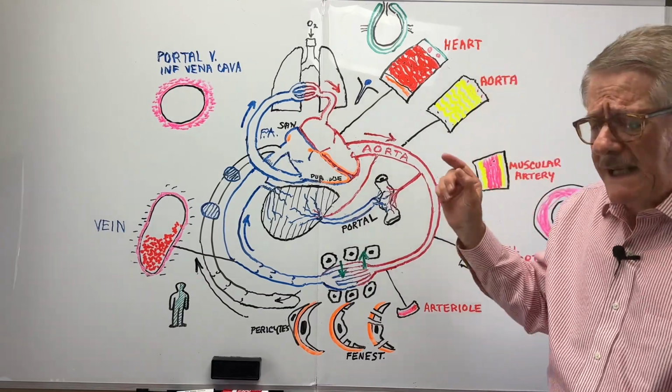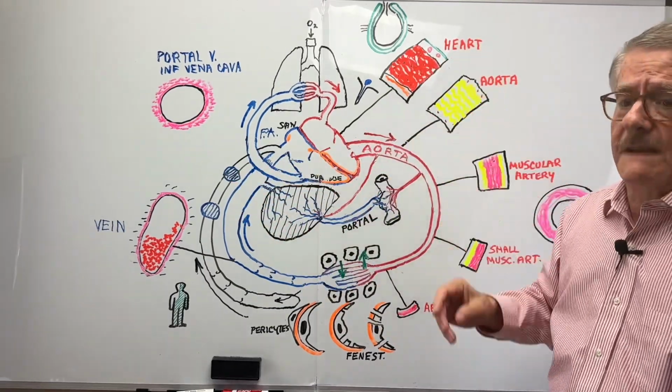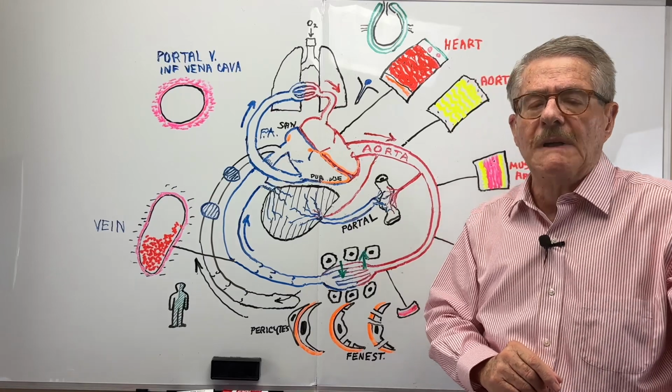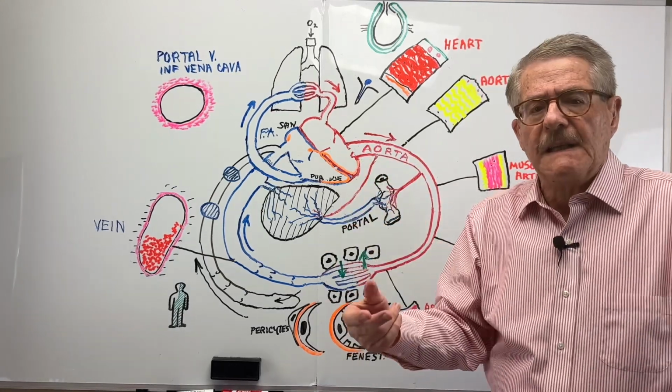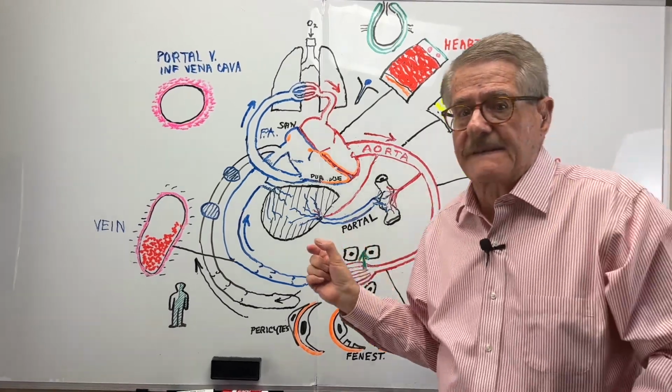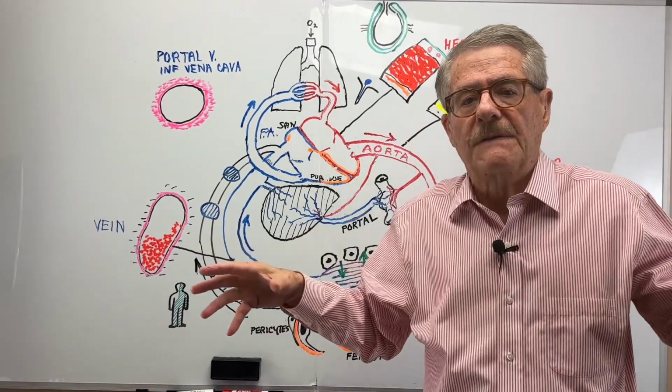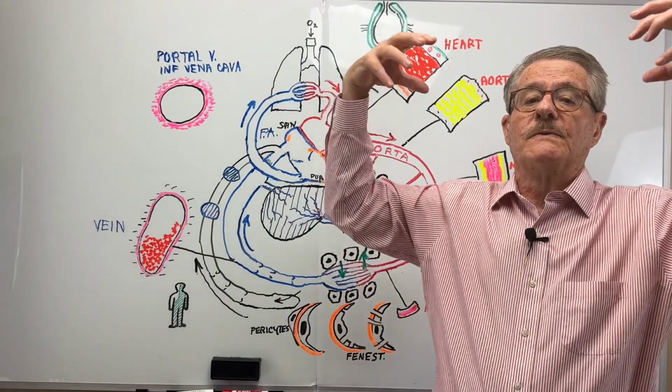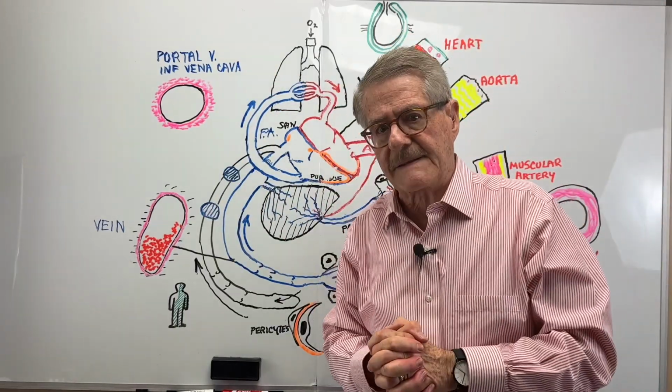And the adventitia has a few little vessels, which we call vasa vasorum, vessels of the vessels, because there's such a thickness of any of these vessels, the oxygen cannot reach and needs a vessel to supply the vessels of the vessels.